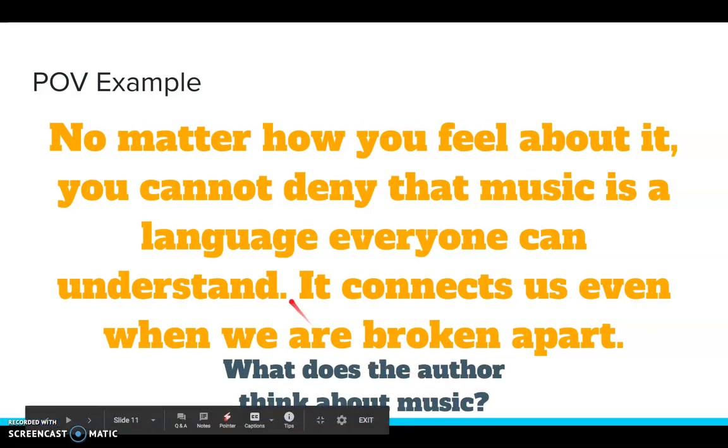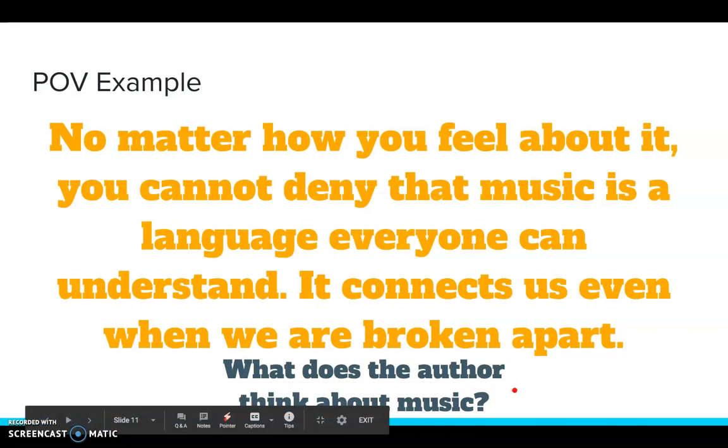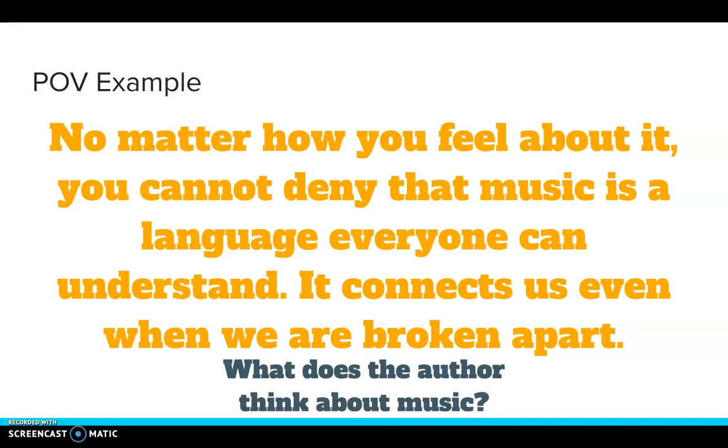Well, we can tell that from this last sentence, when it says it connects us even when we're broken apart, it views music as something that's good. You know, connection for people who are broken apart, that's like healing. That's something that we see as good. If the author is describing something in a way that we often see as good, then we can guess that the author probably has the point of view that music is a good connector, or music is good. Even that basic is an okay thing to say for what the point of view is.